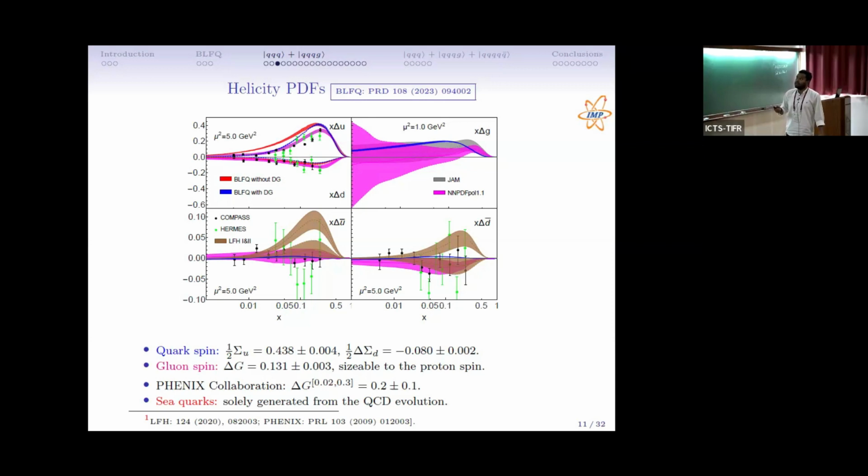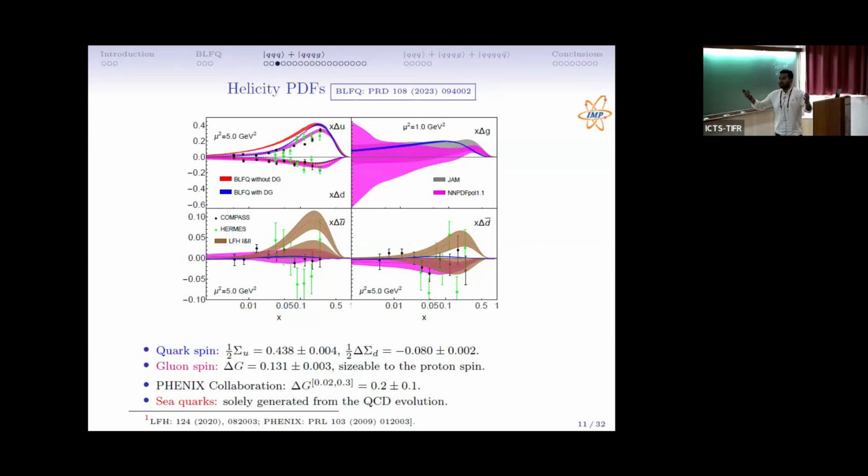So we found that the red band is BLFQ without the gluon, and the blue band is with the dynamical gluon. We see that in the small x region there is an improvement from including the dynamical gluon. The D quark is in quite good agreement with the global fit or the experimental data. And for the gluon case, our result is more or less consistent with the global fits.